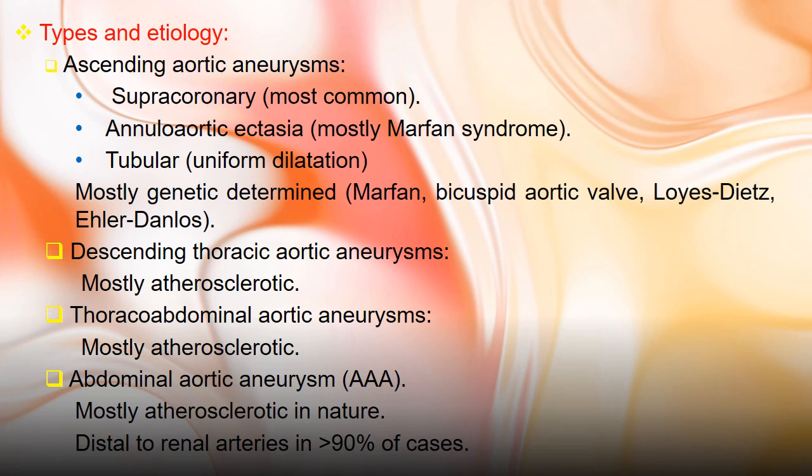Regarding the descending thoracic aortic aneurysm, they are usually atherosclerotic. Abdominal aortic aneurysm is usually located below the renal arteries in more than 90% of cases, and they are usually atherosclerotic in nature. The same for thoracoabdominal aortic aneurysm, which is usually atherosclerotic in nature.